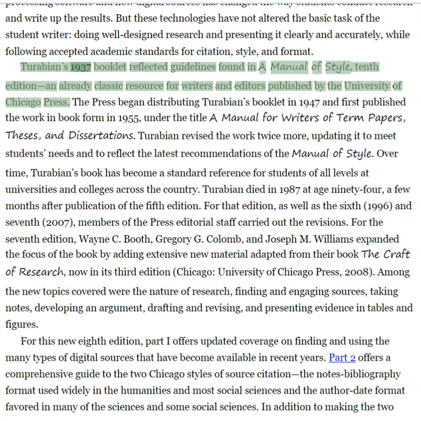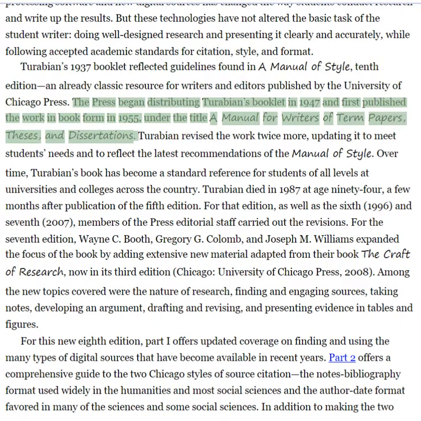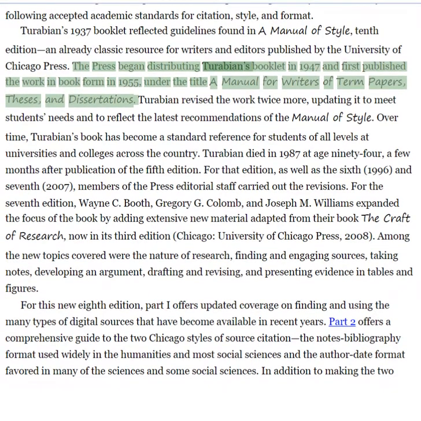Turabian's 1937 booklet reflected guidelines found in A Manual of Style, 10th edition, an already classic resource for writers and editors published by the University of Chicago Press. The press began distributing Turabian's booklet in 1947 and first published the work in book form in 1955, under the title A Manual for Writers of Term Papers, Theses, and Dissertations.